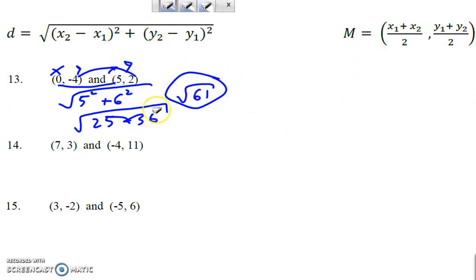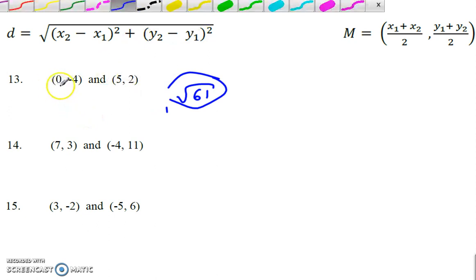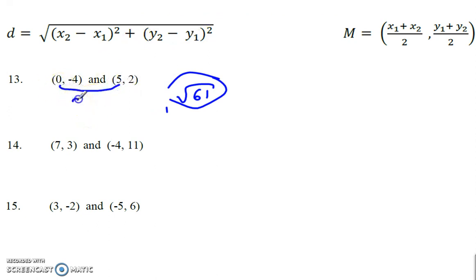Midpoint between the two. Okay, the midpoint between the two, what's halfway between 0 and 5? 2.5. What's halfway between negative 4 and 2? I can add them together and divide by 2, or we can count from one to the other, and that is negative 1. Now notice these don't get added. That's a comma right here.